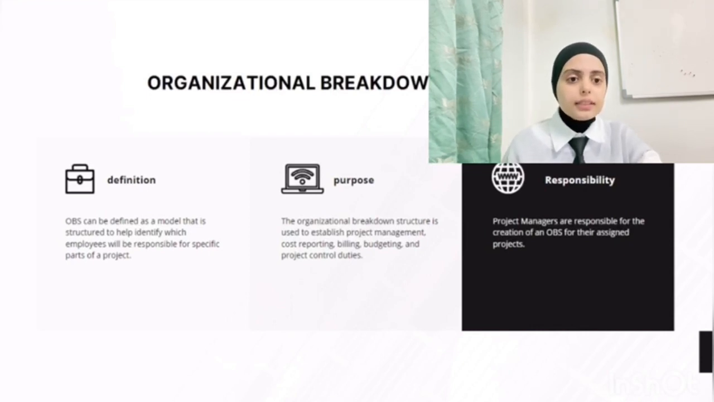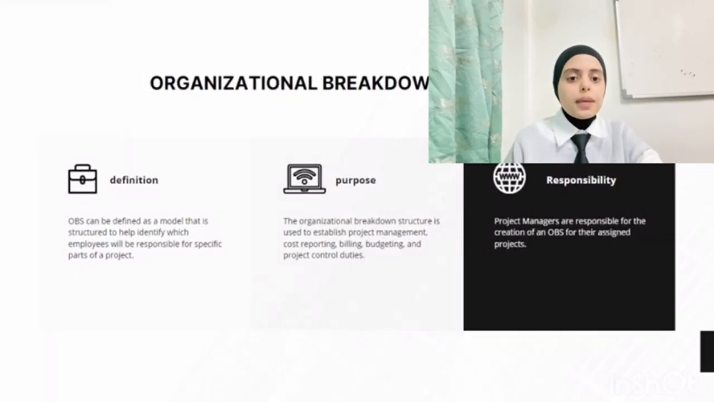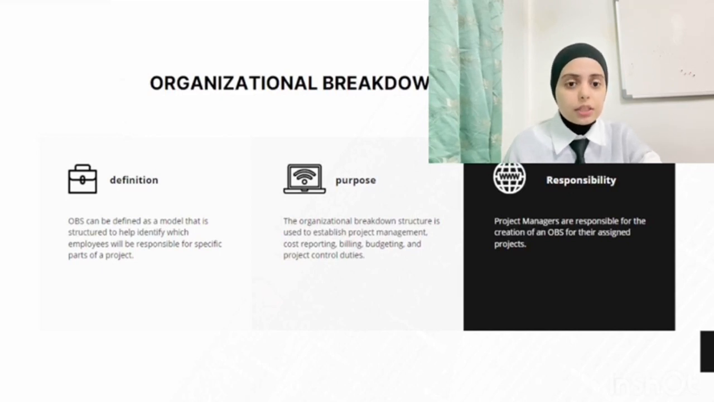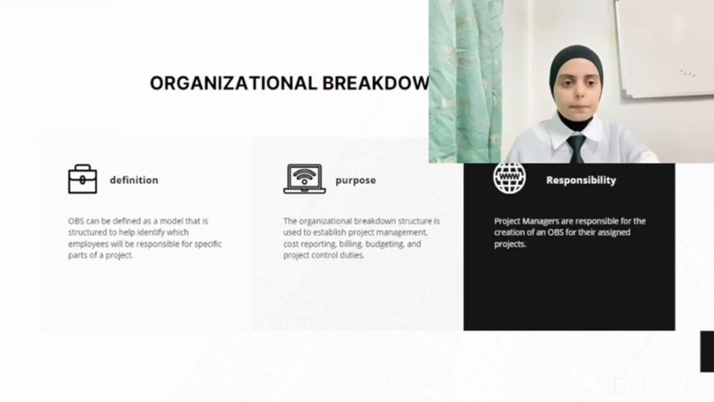So for the next slide, what's the definition of OBS? OBS can be defined as a model that is structured to help identify which employees will be responsible for specific parts of the project. And for the purpose, the OBS purpose is to establish project management, cost reporting, billing, budgeting, and project control duties. For the responsibility, project managers are responsible for the creation of an OBS for their assigned projects.